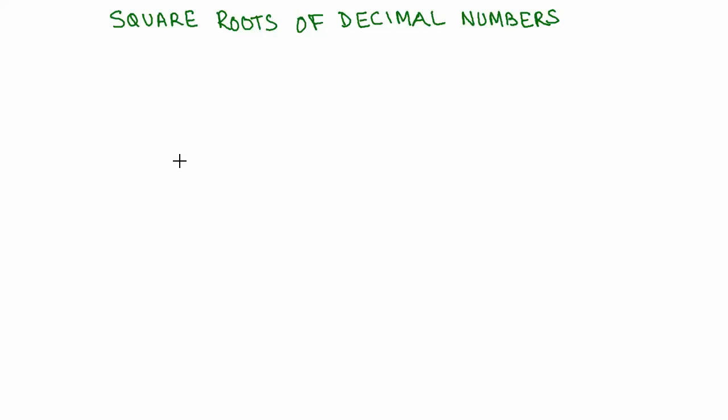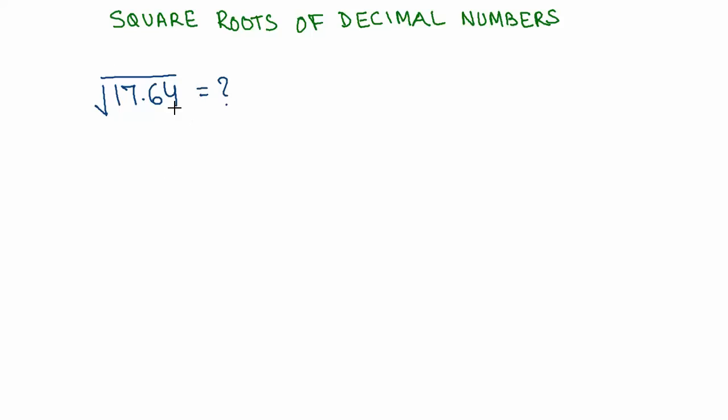Hello, in this video we are going to look at how we find the square root of numbers that have decimals, or square root of decimal numbers that have points in between. So let us straight away start with an example. The number that we are given is 17.64 and we have to find the square root of this. So what is the square root of 17.64?